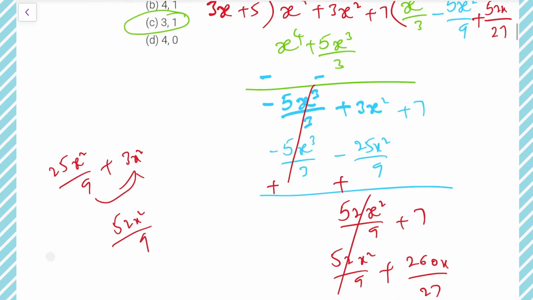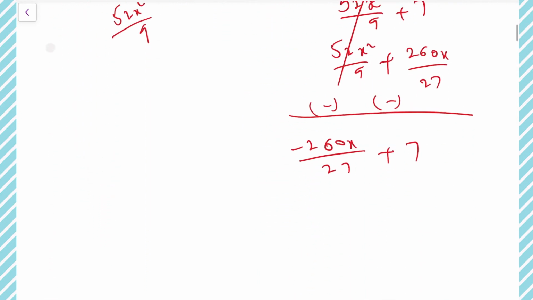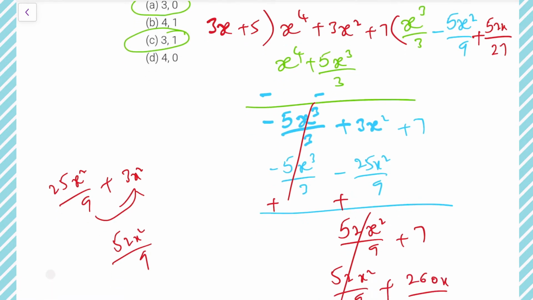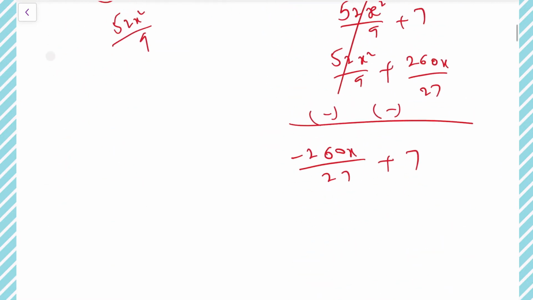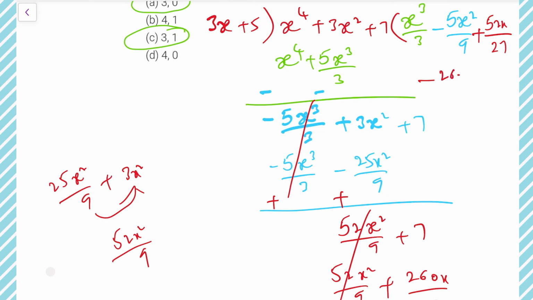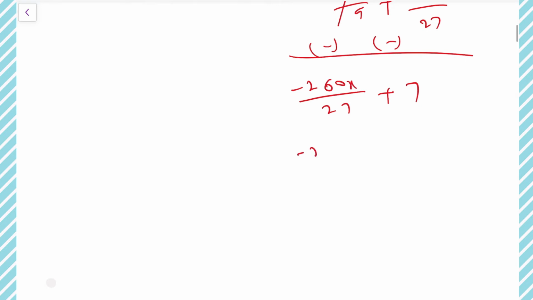Now in the x table, where will we get this one? Definitely with some number, plus, oh sorry, minus is there, right? So minus 260x by 81, minus 260x divided by 81, then that will become minus 260x divided by 27. This minus will become plus.